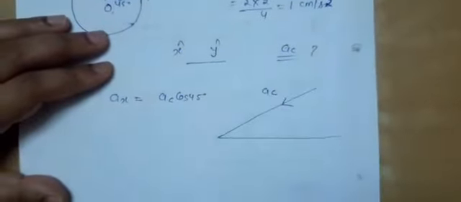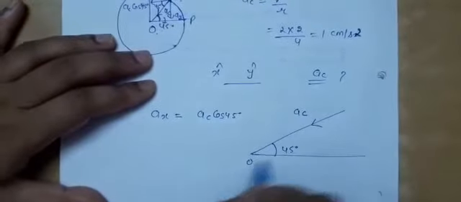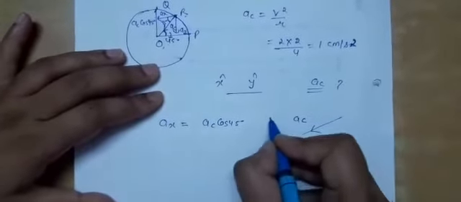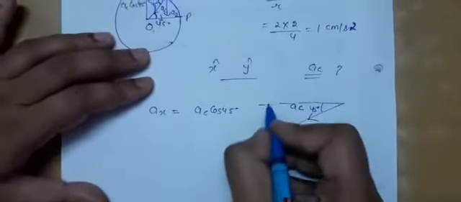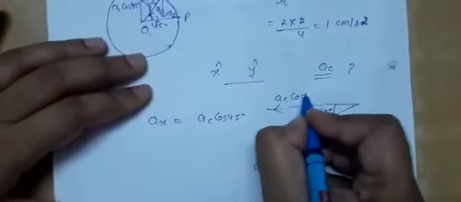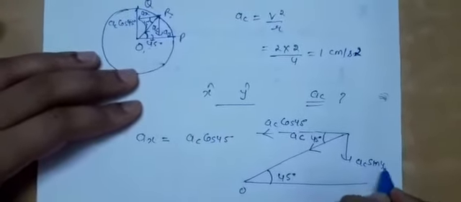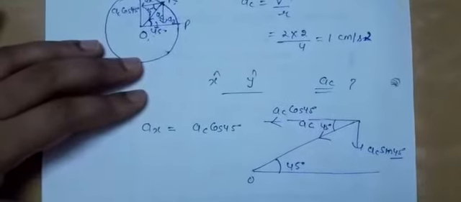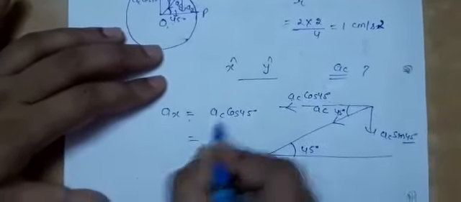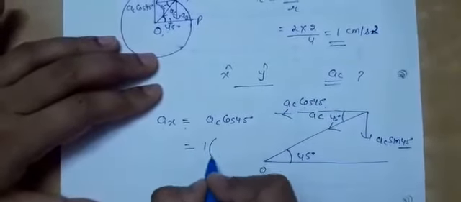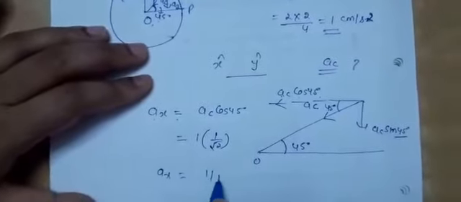देखिए acceleration, centripetal acceleration is towards the center. This angle is 45 degree. अगर हम इसको resolve करना चाहें तो पहले अगर ये horizontal लें तो this angle will be 45 degree. So this will be AC cos 45 degree and the perpendicular component will be AC sin 45 degree. This is the broader view. So this AC cos 45 degree is the x component. अब AC value is 1 and cos 45 is 1 by root 2. So AX is 1 by root 2.